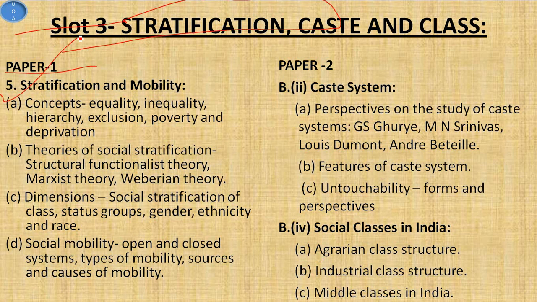So friends, as you know, we are covering slot 3, stratification, caste and class, and in paper 1 we have finished the fifth topic, that is stratification and mobility. In paper 2 we are currently covering the caste system. We have covered perspectives and features of the caste system. In this video we are going to see untouchability, its forms and perspective.